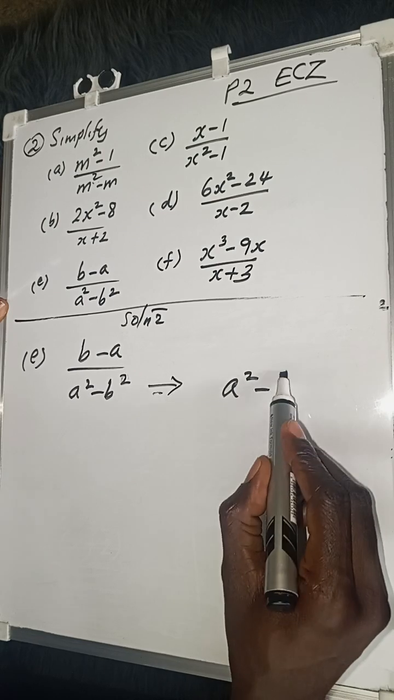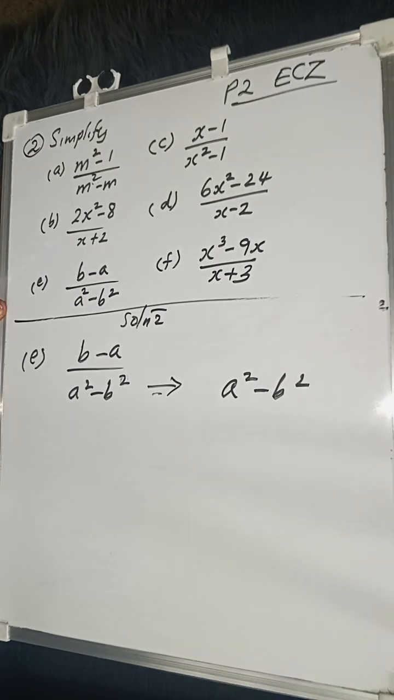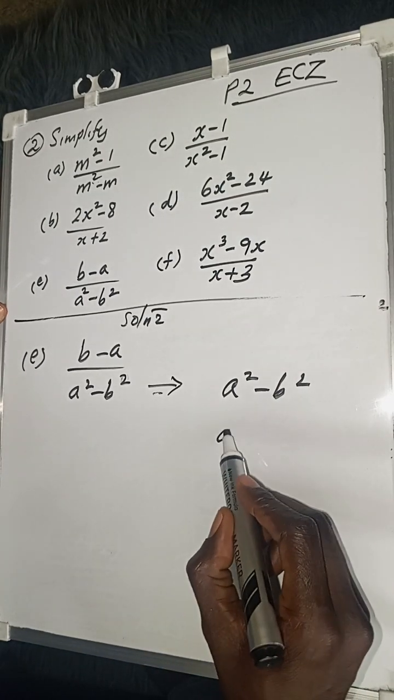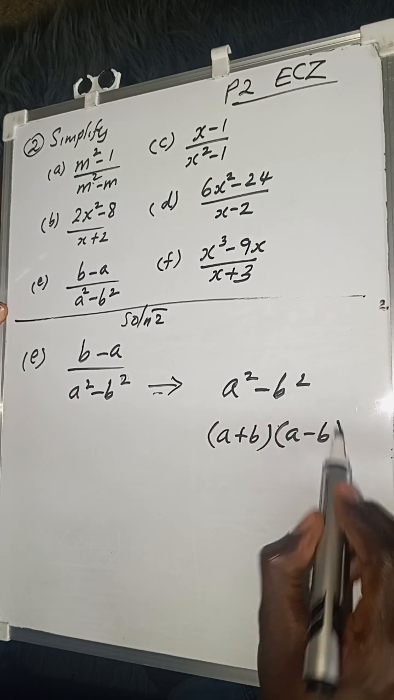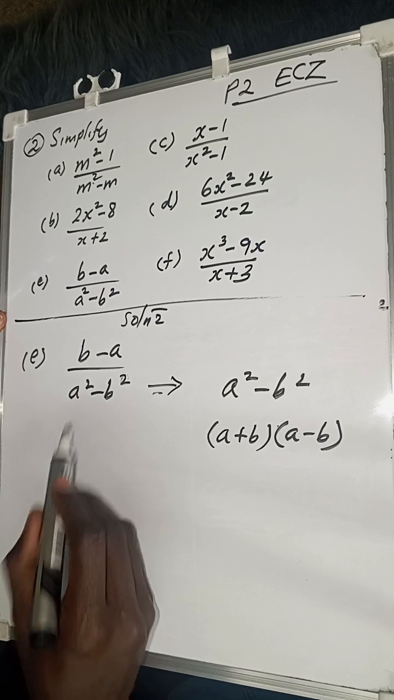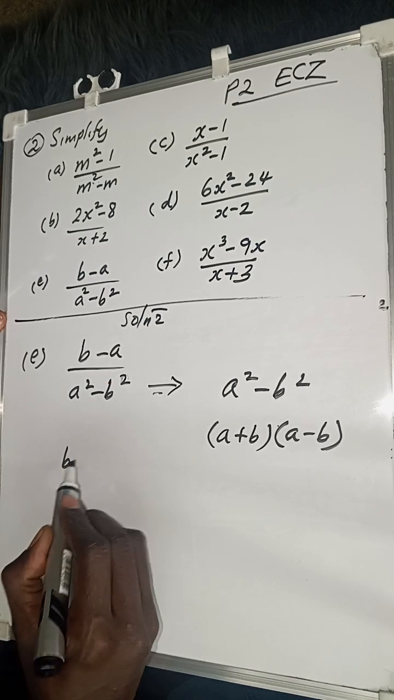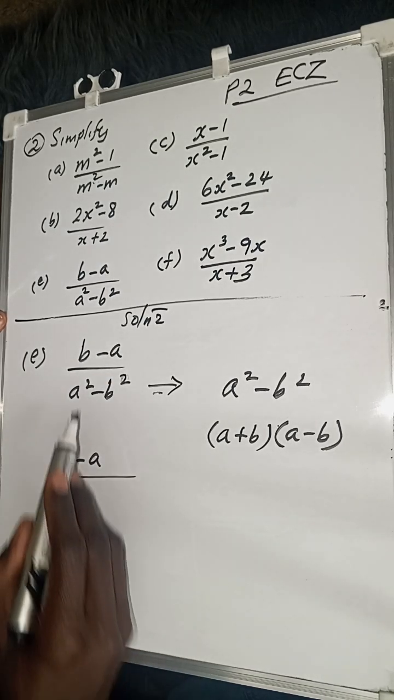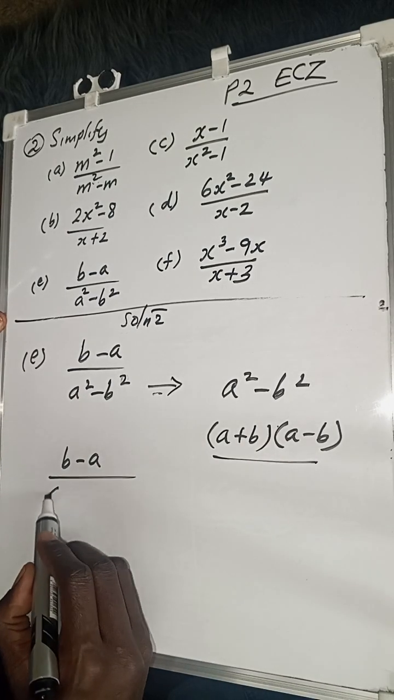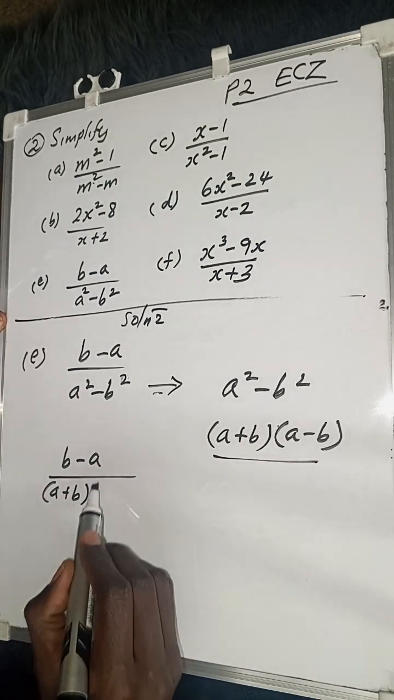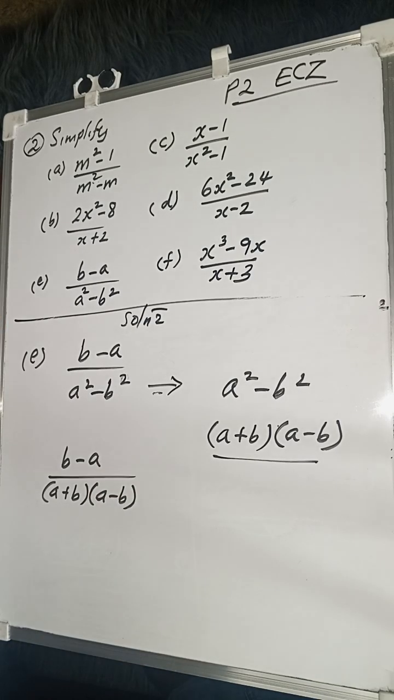A raised to the power 2 and b raised to the power 2. Remember, that's the difference of two squares. So it will be a plus b in the one bracket and a minus b in the other bracket. So when I look at that, the top part is simply b minus a over the bottom part. When I factorize, it has given me this, so I'll substitute with a plus b and a minus b. Is there anything that can cancel there? But the answer is no.